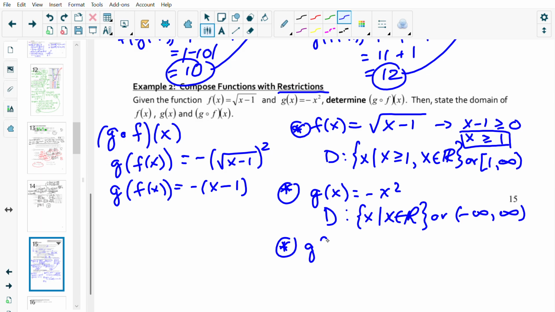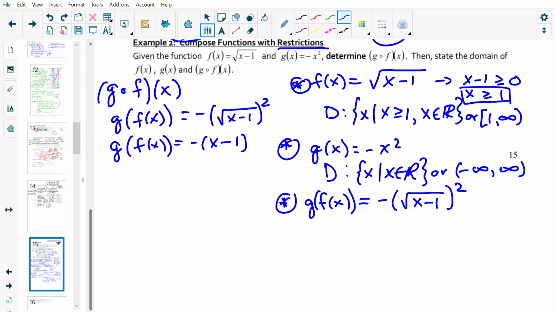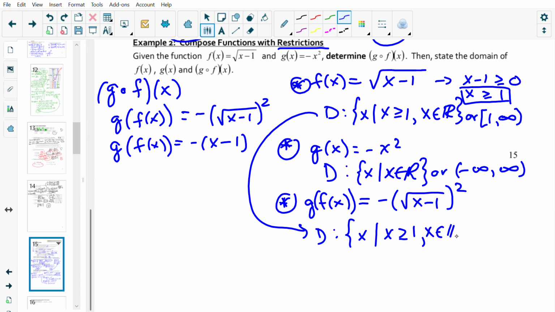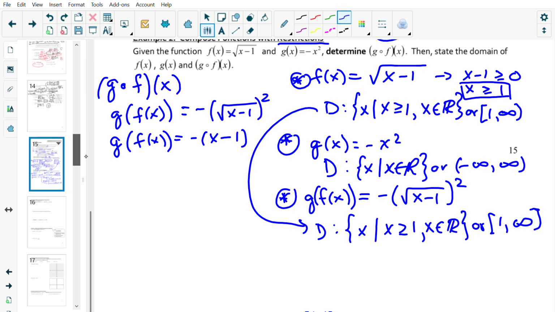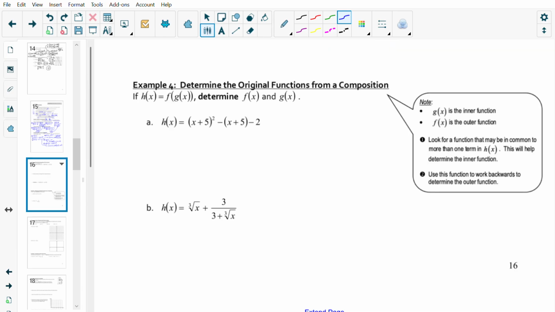Okay, the composite function, g of f of x, that equals, so we can't forget about the radical sign. This one will have the same domain as before, because of the restriction of square roots. Okay. Next page.